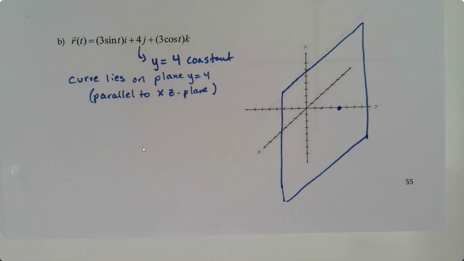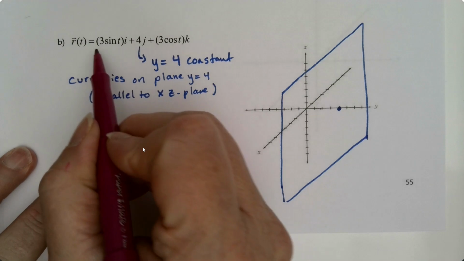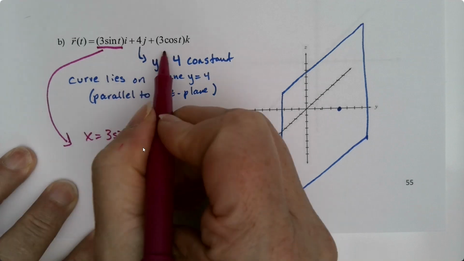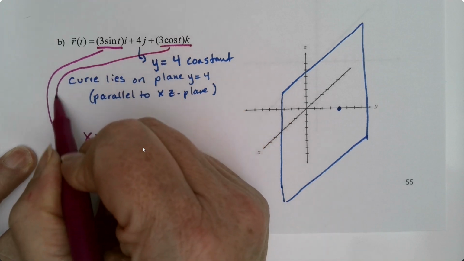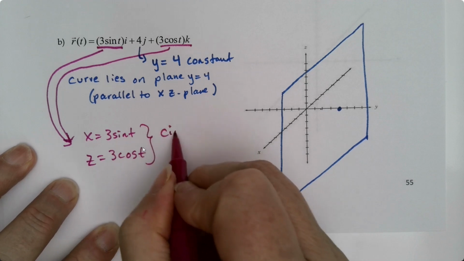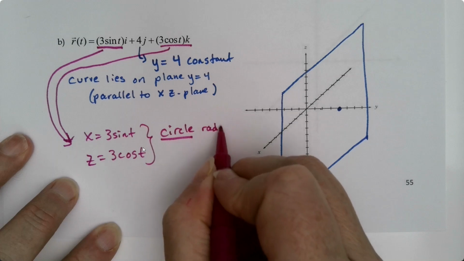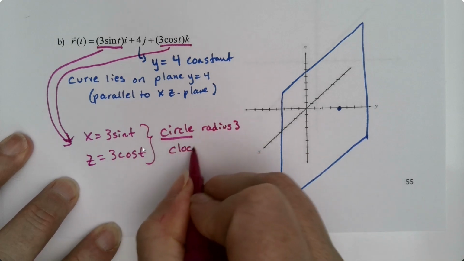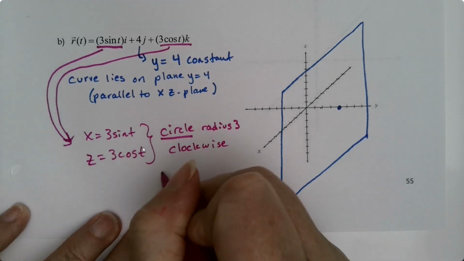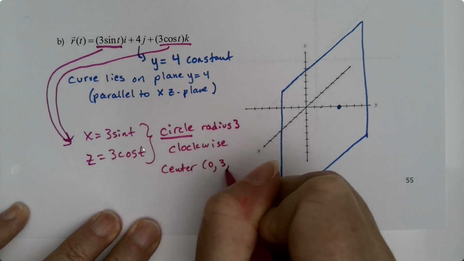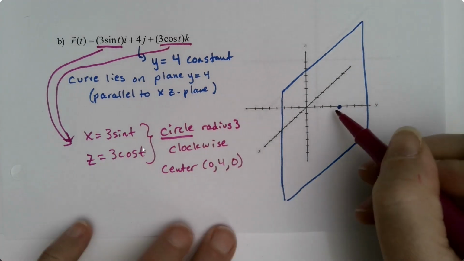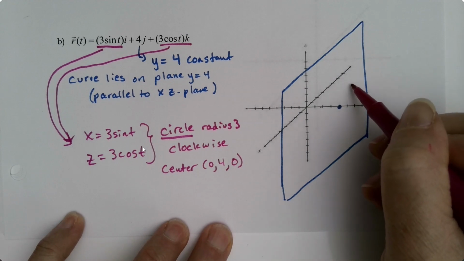And then what have we got? What's our curve? Well, I see 3 sine t, right? So x is 3 sine t, and z is 3 cosine t. That's a circle, radius 3 this time, and it's going clockwise because it has the sine in that x component. And then its center is at 0, 4, 0. So it's that point right there, and we have a circle going around.